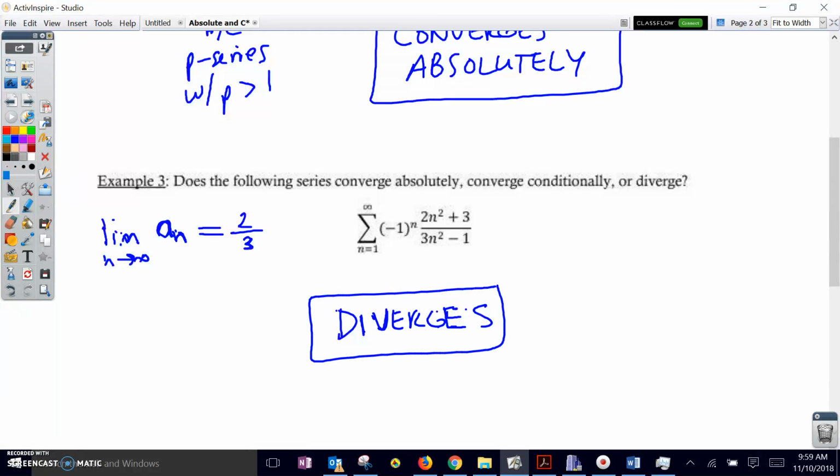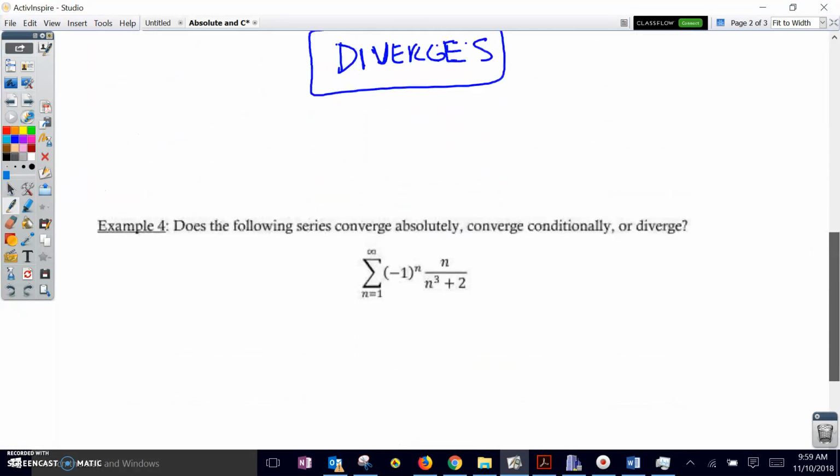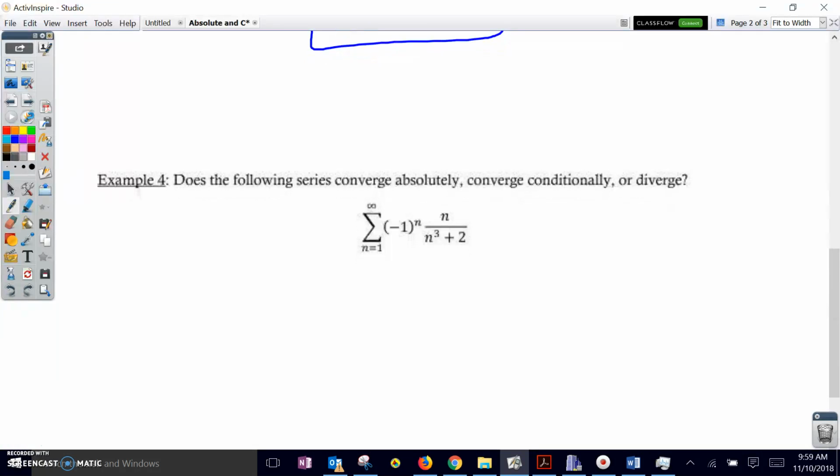All right. Well, let's keep going. We're doing good. Let's go on to example 4. Does the following series converge absolutely, converge conditionally, or diverge? I'm going to try out the nth term test. And that limit approaches 0. So the nth term test is inconclusive. Then we're going to test and see, does it converge absolutely? So we're concerning ourselves with the sum from n equals 1 to infinity of n over n to the third plus 2.